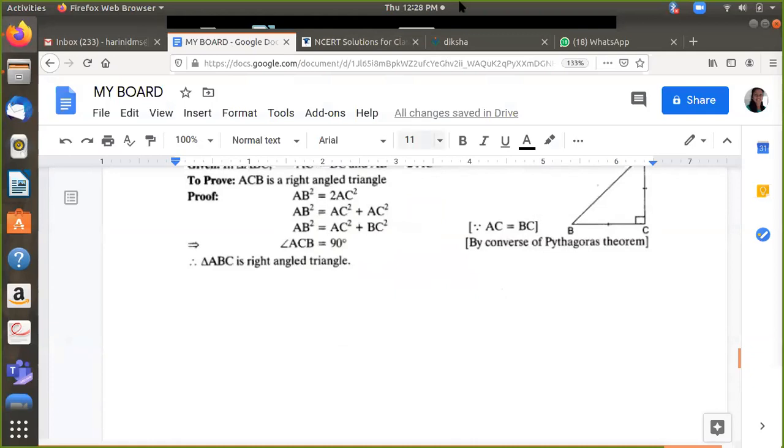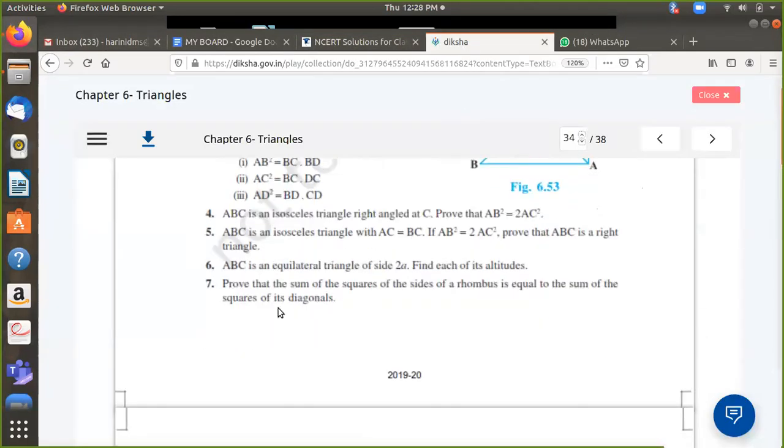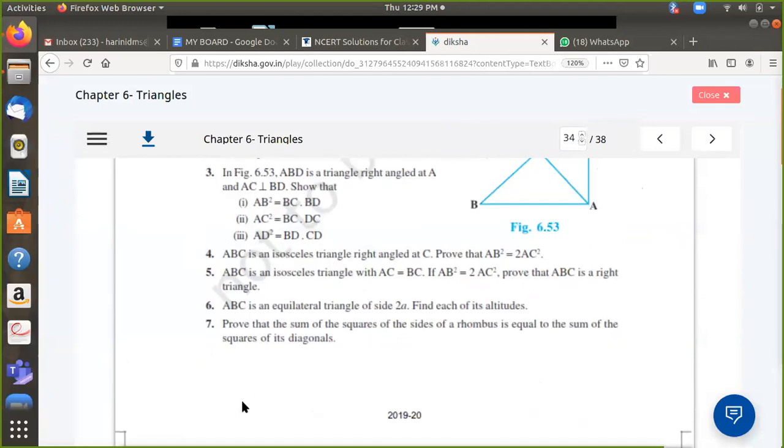So next we will go back to the 7th question. Very important question because it is very often asked in the exams. Prove that the sum of the squares of the sides of a rhombus is equal to the sum of the squares of its diagonals. A very, very frequently asked question. So you have to recall many of the properties of a rhombus or a square or whatever it is. So we will first draw the diagram. I think the diagram is not there in the textbook, so we have to draw it.